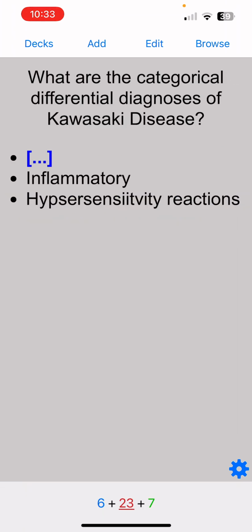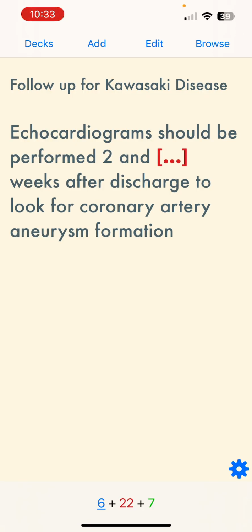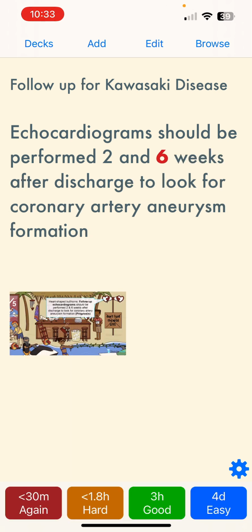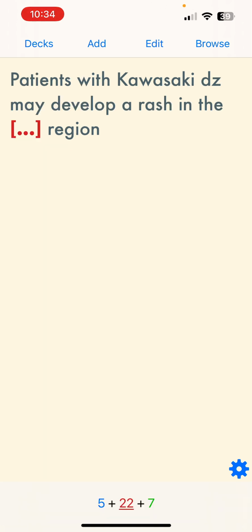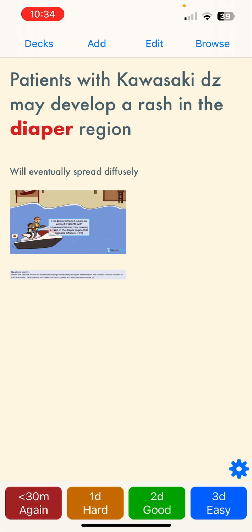What are the categorical and differential diagnoses? Infectious, inflammatory, hypersensitive. Echocardiograms should be performed at 2 and 6 weeks. I'm pretty sure UWorld says 4 to 6 weeks. Some other resources say 2 to 4 weeks. Honestly, I'm going to go with UWorld though. Patients with Kawasaki disease may develop a rash in the perineal region, diaper region.